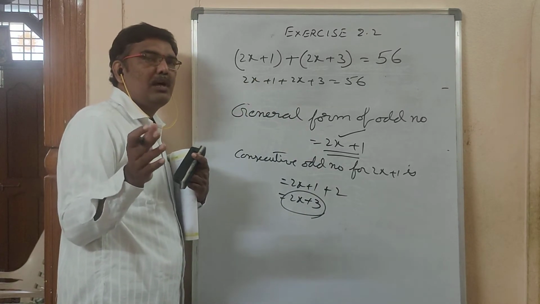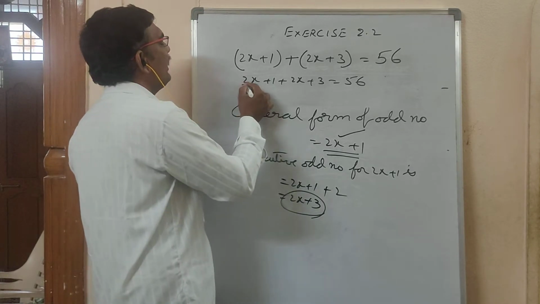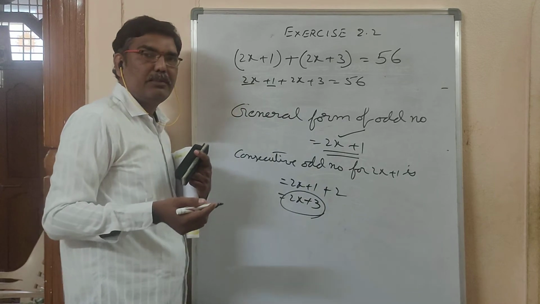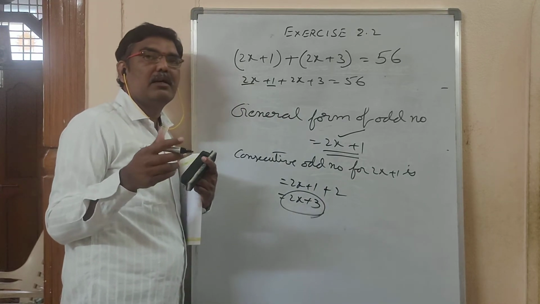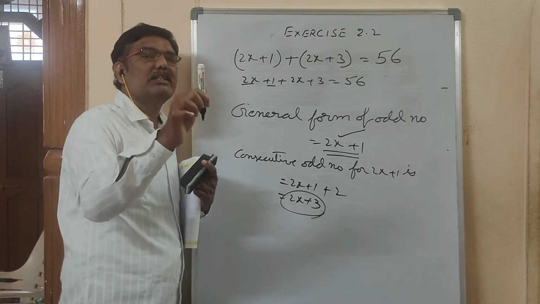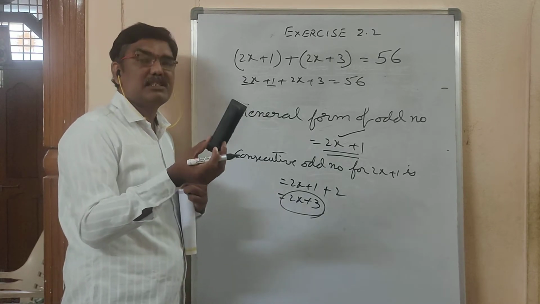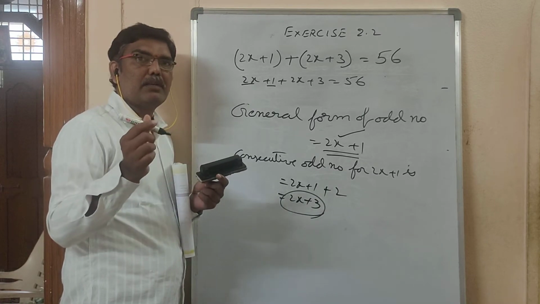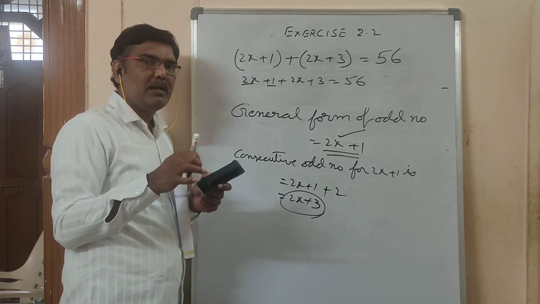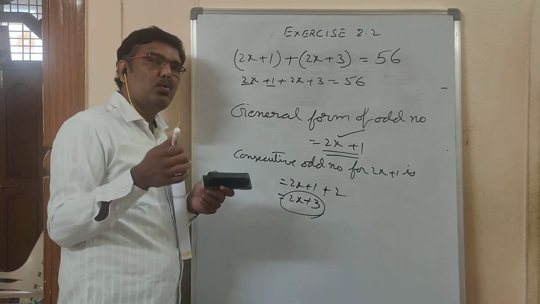We should know like terms and unlike terms. To 2x we can't add 1, because in 2x plus 1, 2x and 1 are unlike terms. See here, what is this? It is a marker. What is this? It is a duster. One marker plus one duster, if you add, you can't say two markers or two dusters.